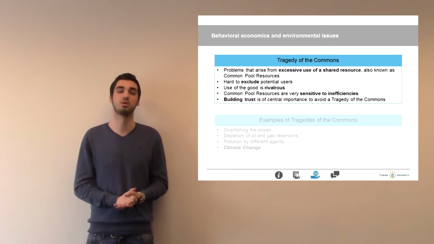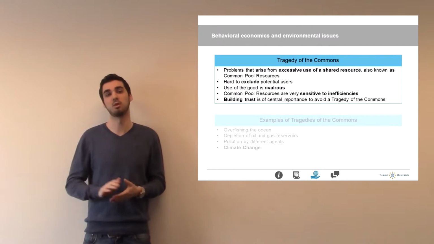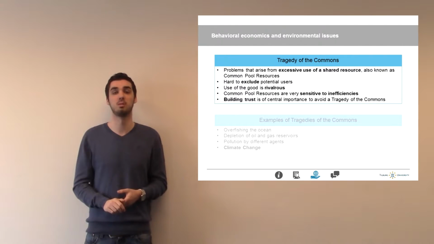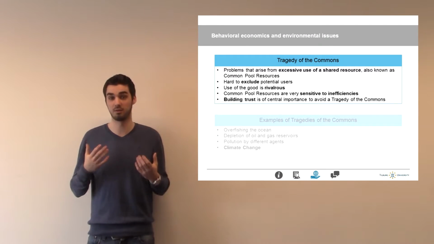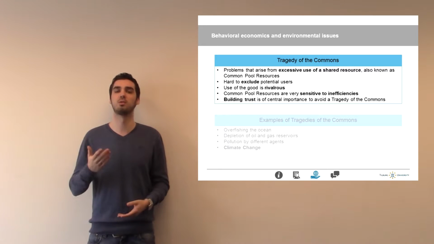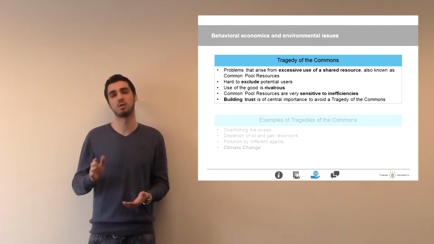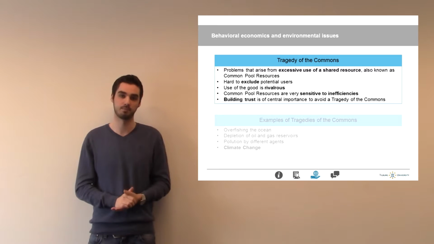The use of the good is rivalrous. For instance, if the other herder is putting too many sheep on the field, then the field will deteriorate and cannot be used by the other herder again. So common pool resources are very sensitive to those inefficiencies. It's important to build trust, because building trust is of central importance to avoid the tragedy of the commons, because you can then trust the other herder to not put too many sheep on the field.